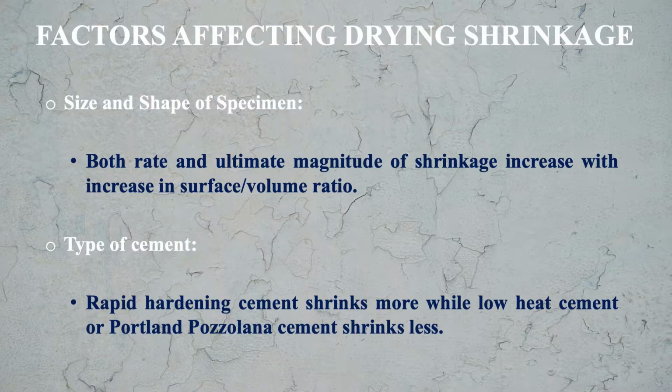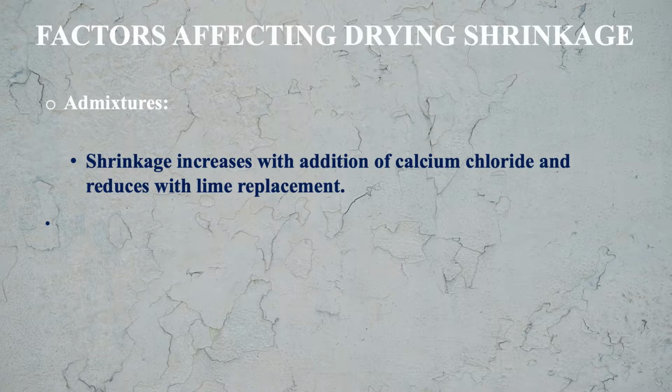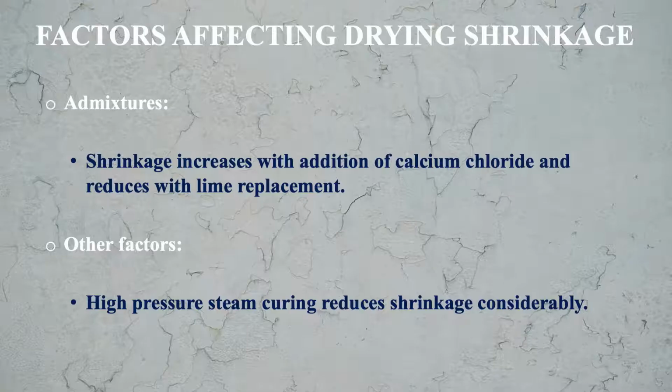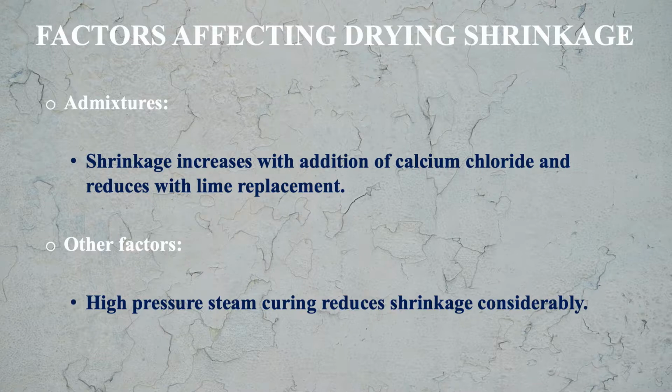How does the type of cement affect it? Rapid hardening cement shrinks more, while low heat cement or Portland pozzolana cement shrinks less. Now let us see the effect of admixtures. Shrinkage increases with addition of calcium chloride and reduces with lime replacement. There are other factors also, such as high pressure steam curing reduces shrinkage considerably.